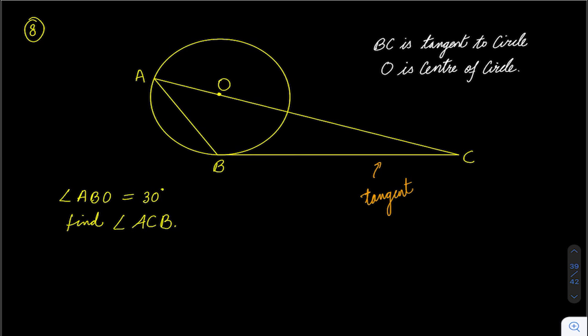So angle ABO is given as 30. Angle ABO. Let's draw first ABO. So this is angle ABO. This angle is 30. Okay. So now this makes sense. Now OB is a radius. BC is a tangent. So obviously this angle is 90. Right angle. We need to find ACB. So this angle we need to find. X, let's say. So if we can somehow find this angle, then we can find X also.